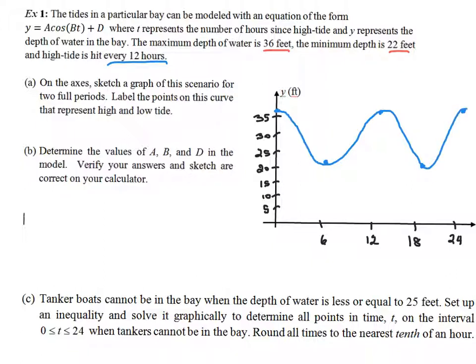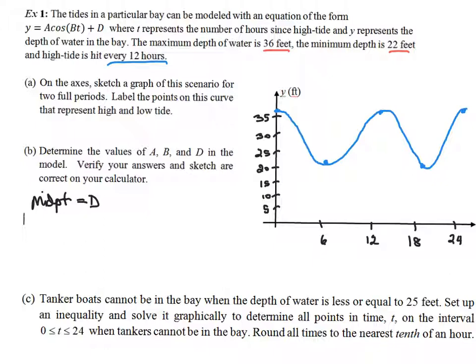You'll notice that this is a cosine curve because I'm starting at the amplitude and then I'm going down to the midpoint. So we could calculate what our midpoint is by looking at our high point and our low point. So that's the first thing that I'm going to do in part B. I'm going to say let's find that midline. So to find the midline or midpoint, that's going to be my D value.